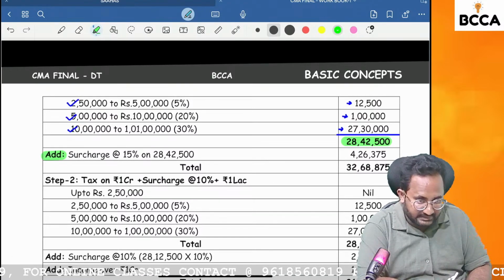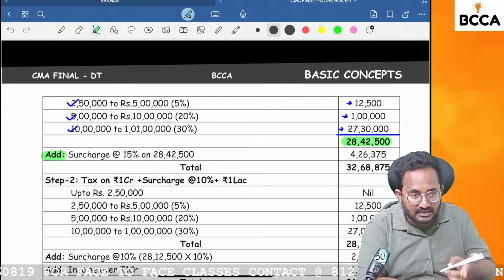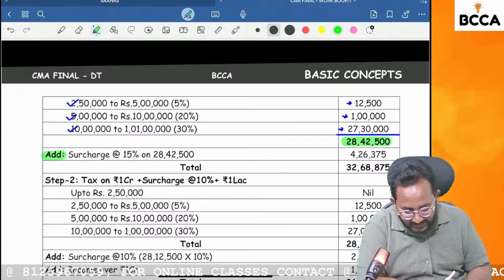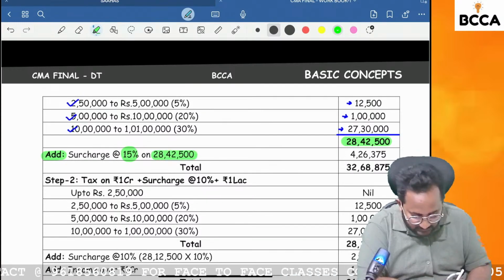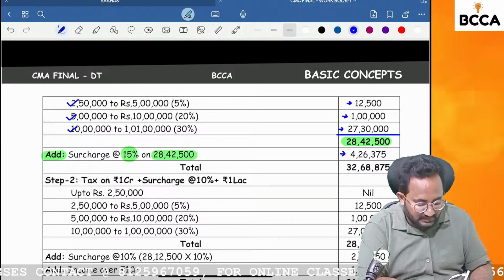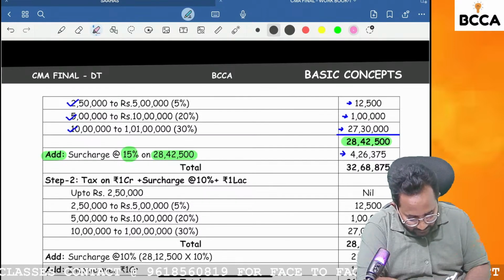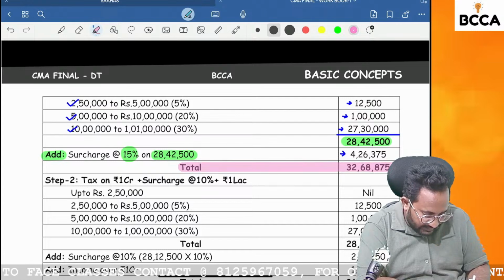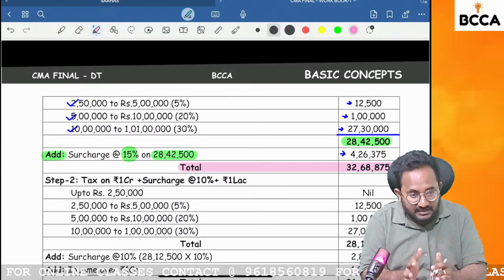Yes, we have to add surcharge. Surcharge is always added on the income tax liability. 15% on 28 lakh 42,500 is how much? 4 lakh 26,375. So what is the total answer for step one? 32 lakh 68,875. This is the tax liability expected from you.